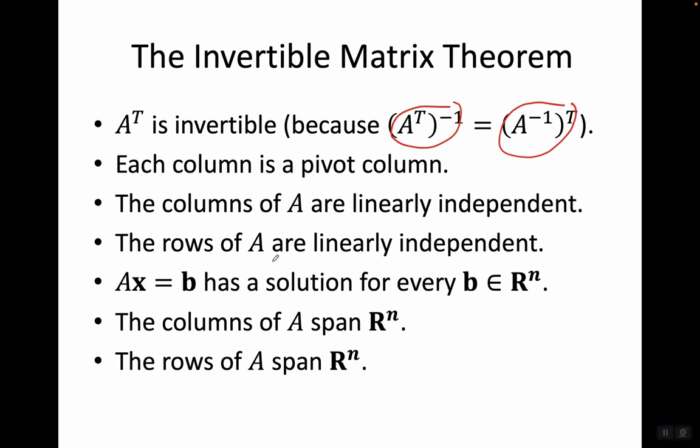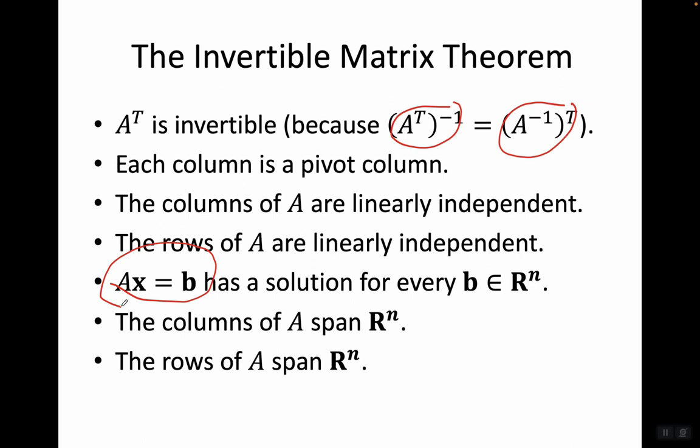The rows of A are linearly independent, and that's because if A is invertible, then A transpose is invertible, and that implies that if the columns are linearly independent, the rows are linearly independent. AX equals B has a solution for every B in Rn. Why is that? Well, because A is invertible, you can multiply both sides of this equation by A inverse, and then you end up with X equals A inverse B.